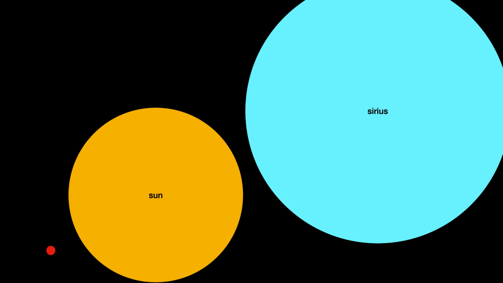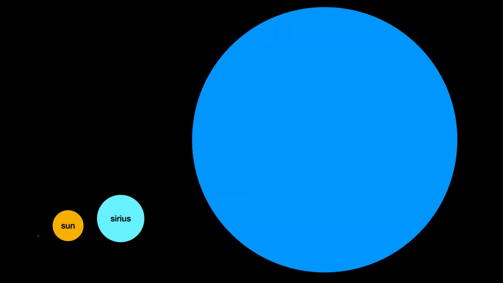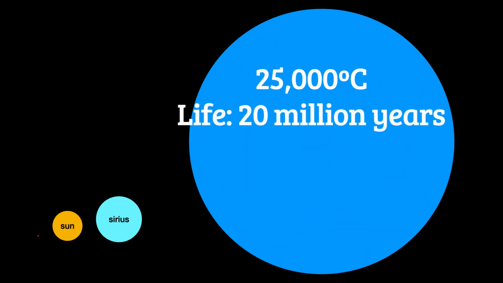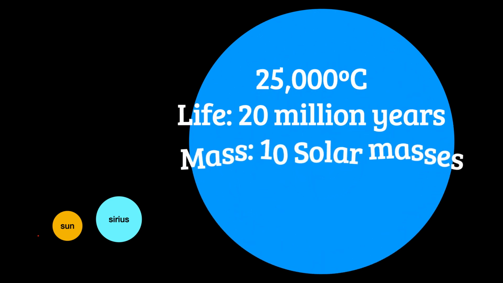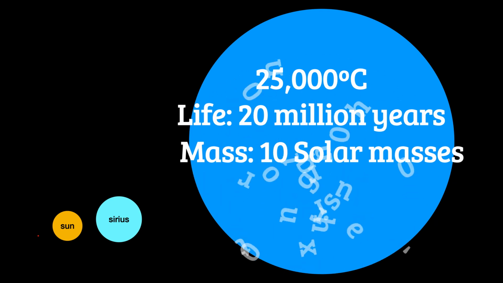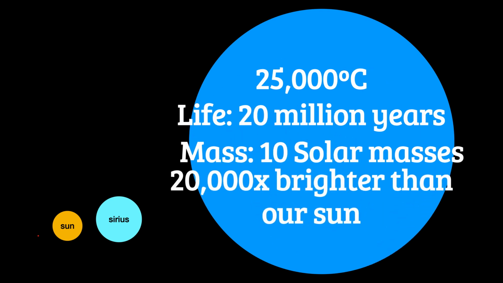Okay, so this is about how big it is, which is pretty big, which is an understatement. It's really big. Beta Centauri is about 25,000 degrees Celsius, and because of that, it will shorten its lifespan to about 20 million years. Mass is about 10 solar masses, or 10 times the mass of the sun, and that makes it almost 20,000 times brighter than our sun.